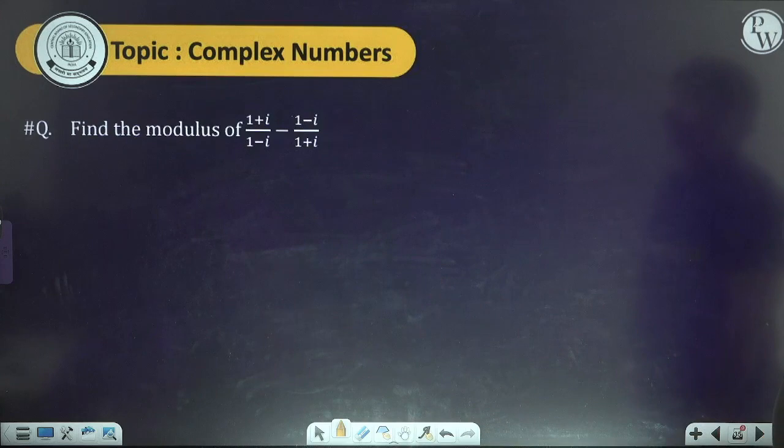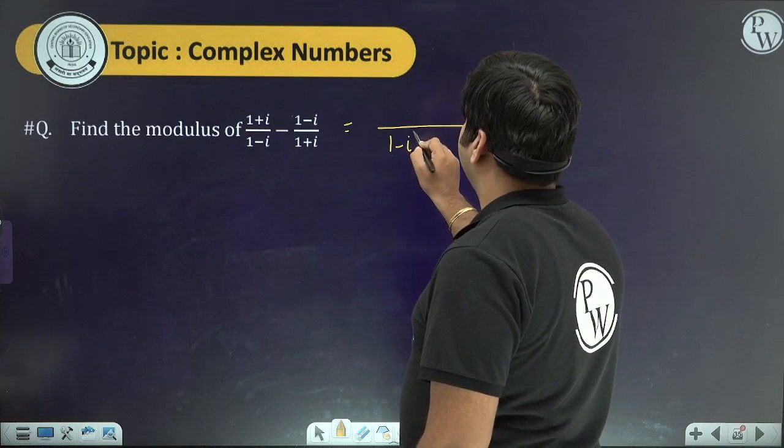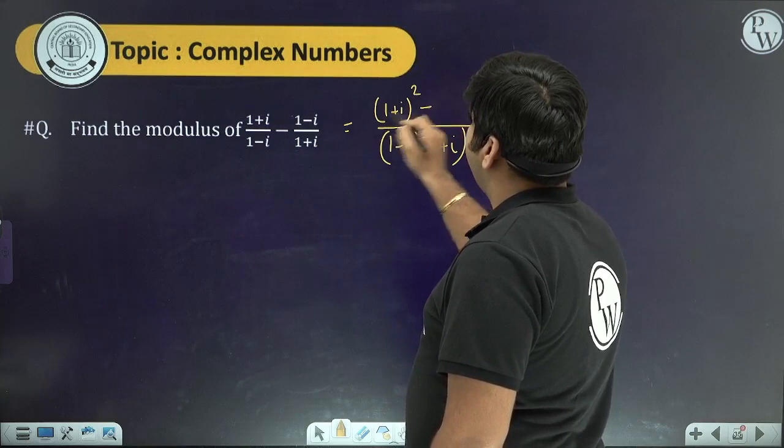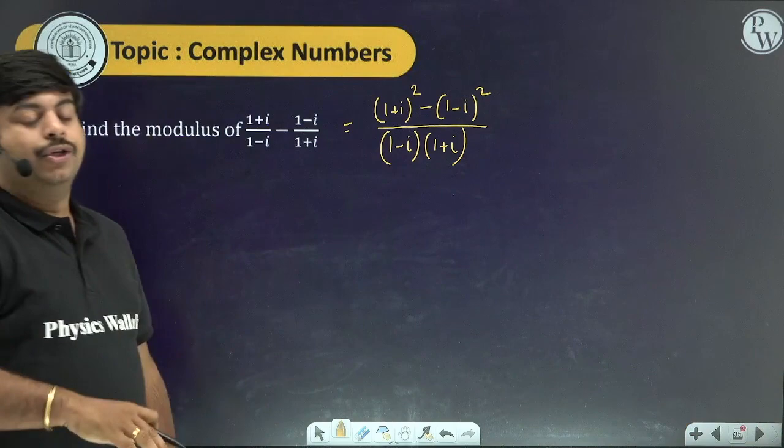Again, people, find the modulus of this. So take proper LCMs, bring it into the standard format. What is the LCM for this? The LCM will be (1 minus i)(1 plus i), with numerator by cross multiplication (1 plus i) whole square, and this is (1 minus i) whole square. I think you can do that easily. People, don't make mistakes in the calculations. That is where you lose all the marks, even though you are very confident with the concept.